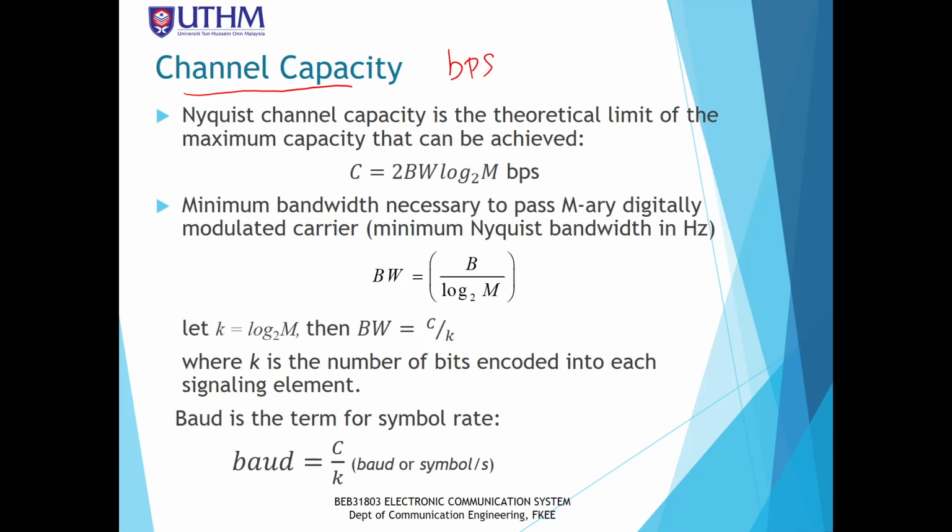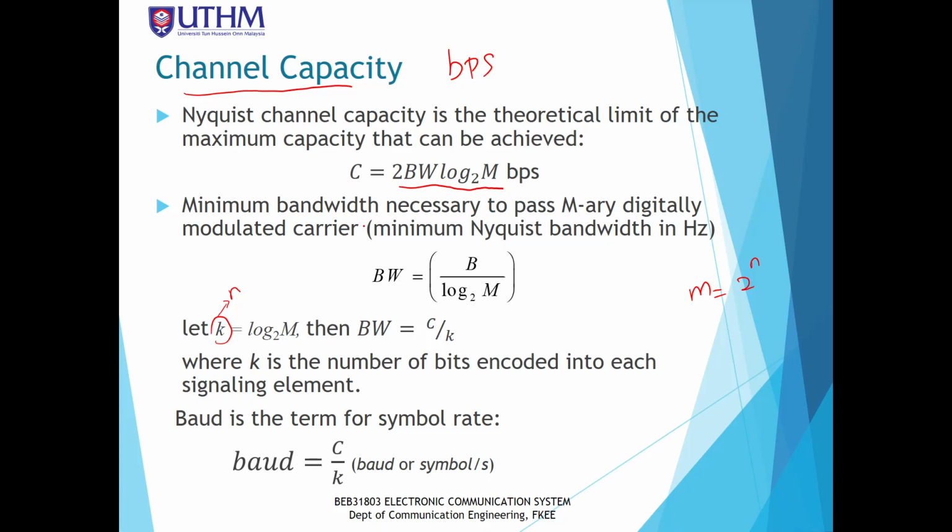Channel capacity is defined as 2 times the bandwidth times log 2 of M. M is the number of symbols. M is equal to 2 to the power of n, where n also refers to the number of bits.